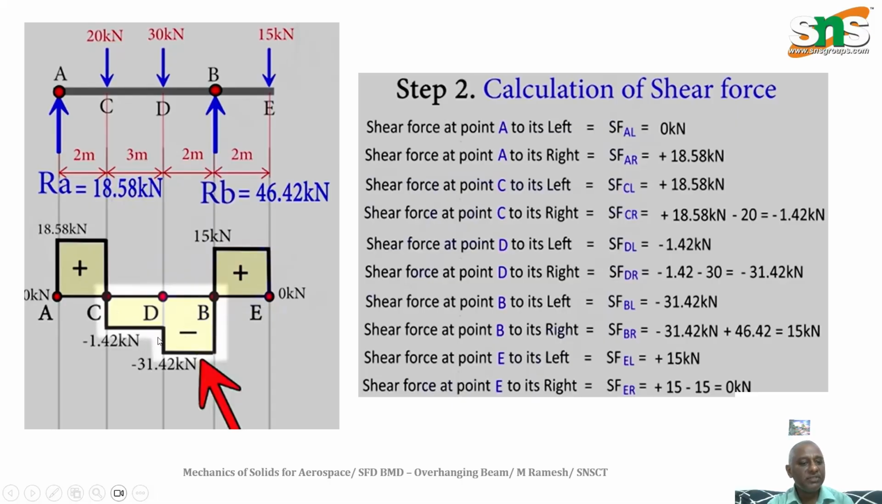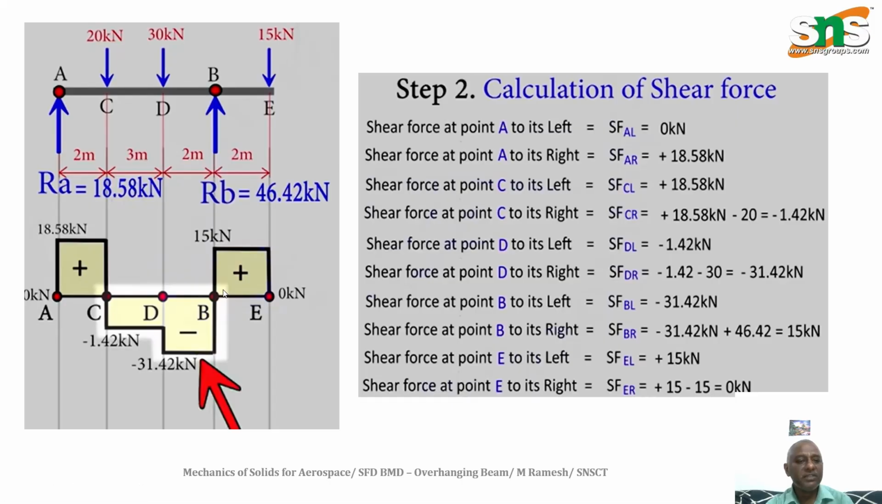And at point D, minus 1.42 to minus 31.42, so you just have a decrement vertically. And at B point you will have minus 31.42 to 15, vertical increment. And finally here there is no load, finally it will become 0. So this kind of way we can draw the shear force diagram.